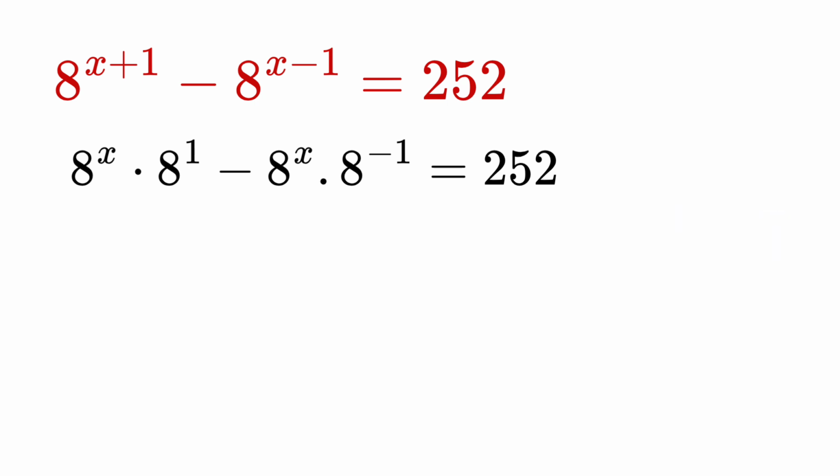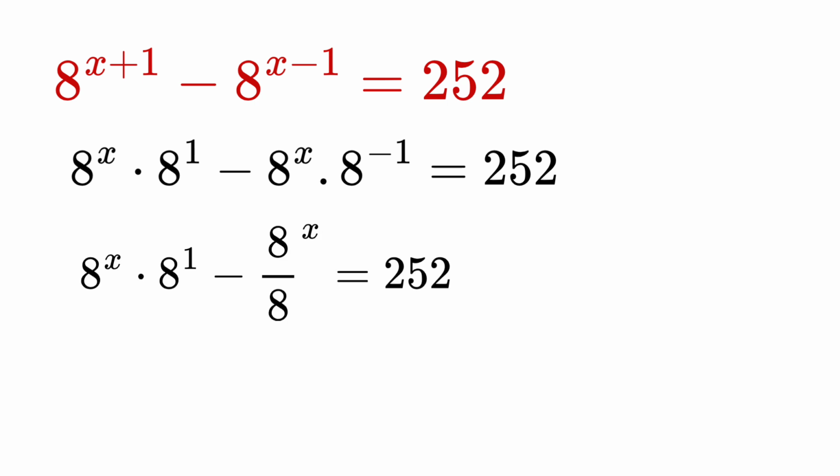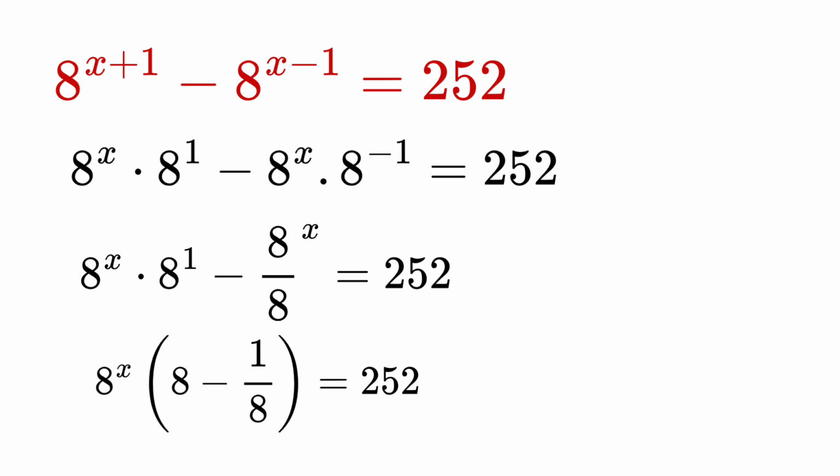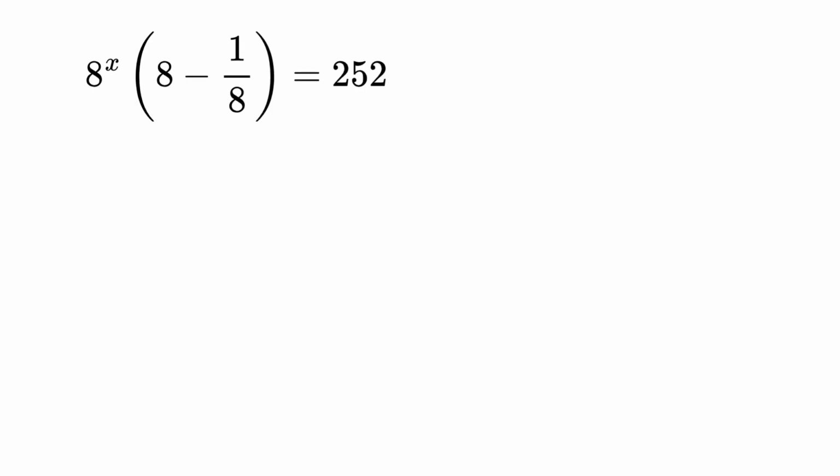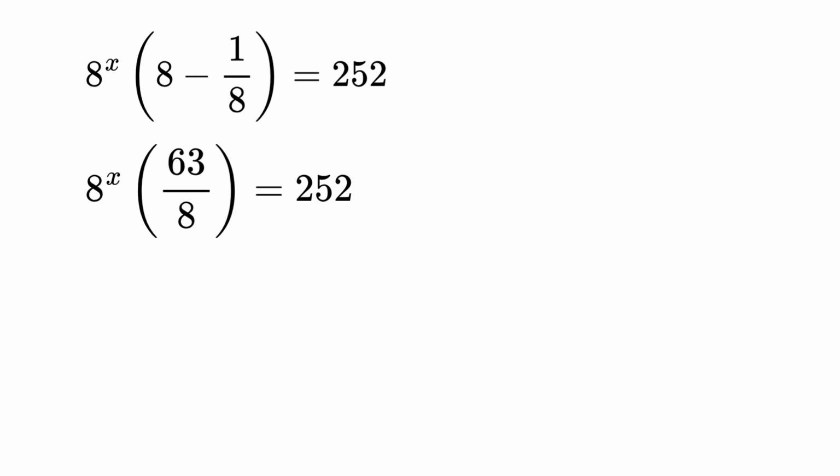Rearranging, we can write it as 8^x times 8^1 minus 8^x/8 is equal to 252. Take 8^x common, then we get 8^x times (8 - 1/8) is equal to 252. Take LCM, then we get 8^x times 63/8 is equal to 252. Then 8^x is equal to 252 times 8/63.